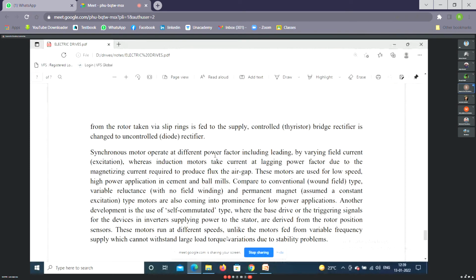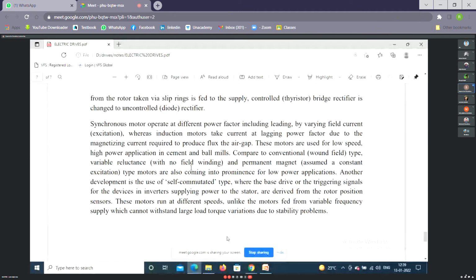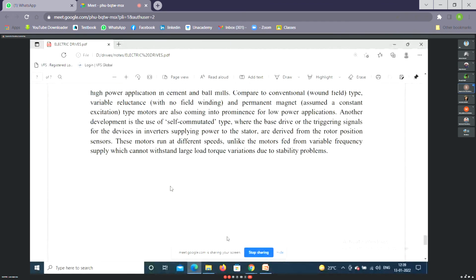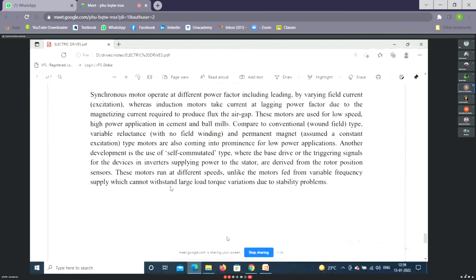However, with the synchronous motor, obviously, as it runs at a constant speed depending on the supply frequency, we should have a variable voltage, variable frequency supply for its speed control. These motors, unlike other motors, when fed from variable frequency supply, cannot withstand large load torque variation due to stability problems. So this type of problem is there. So in this range, DC motors are still being used. Large rating means I am talking about megawatt ranges.